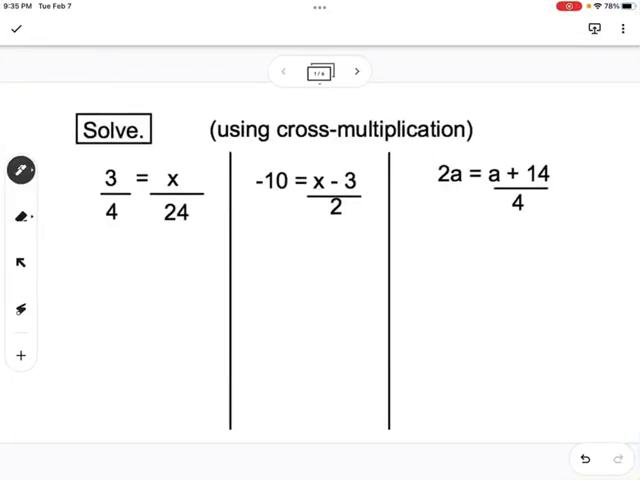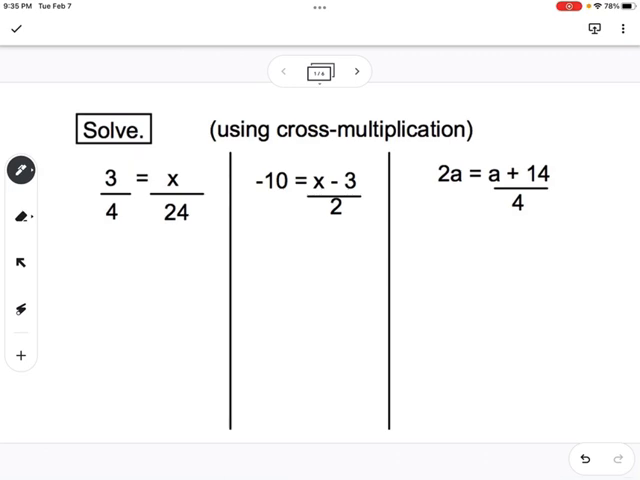Today we are going to be solving equations and looking at fraction review. So first questions here, we want to solve for the unknown variable. The first one, we have 3 over 4 equals x over 24.